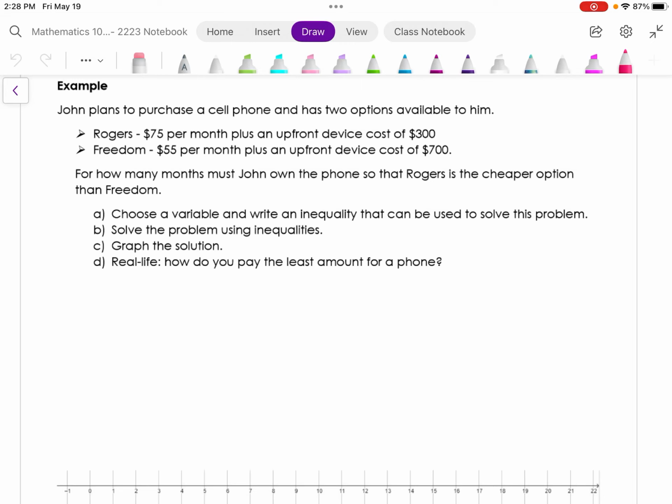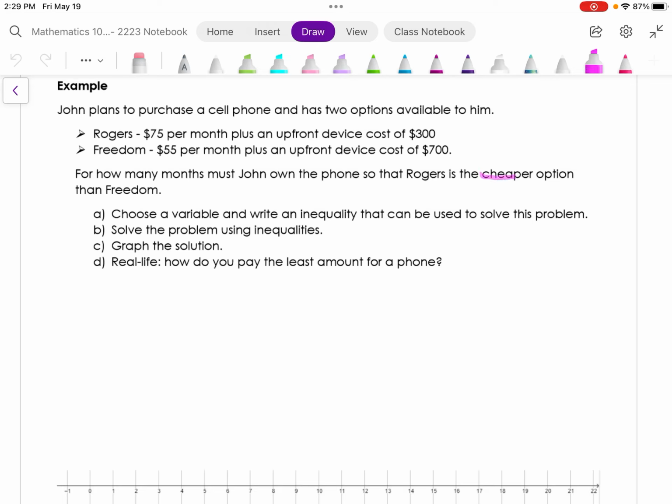We're going to look at a word problem now. John plans to purchase a cell phone and has two options available to him. One would be Rogers, and Rogers charges $75 a month, plus an upfront device cost of $300. Freedom is $55 per month, plus an upfront device cost of $700. How many months must John own the phone so Rogers is the cheaper option than Freedom?